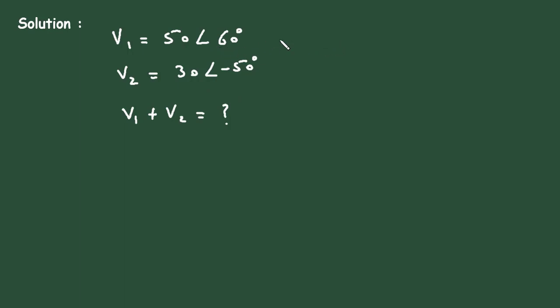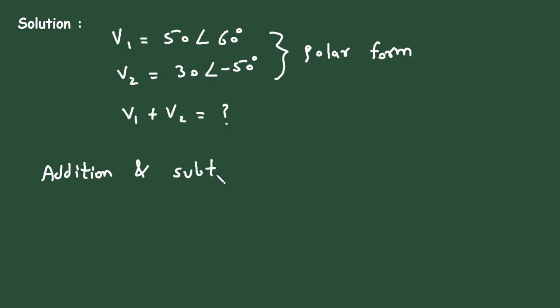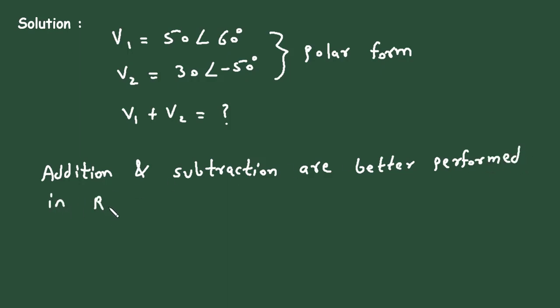So, here we can write these both are given in polar form, and addition and subtraction are better performed in rectangular form. So, first of all, we will convert this polar form into its equivalent rectangular form.